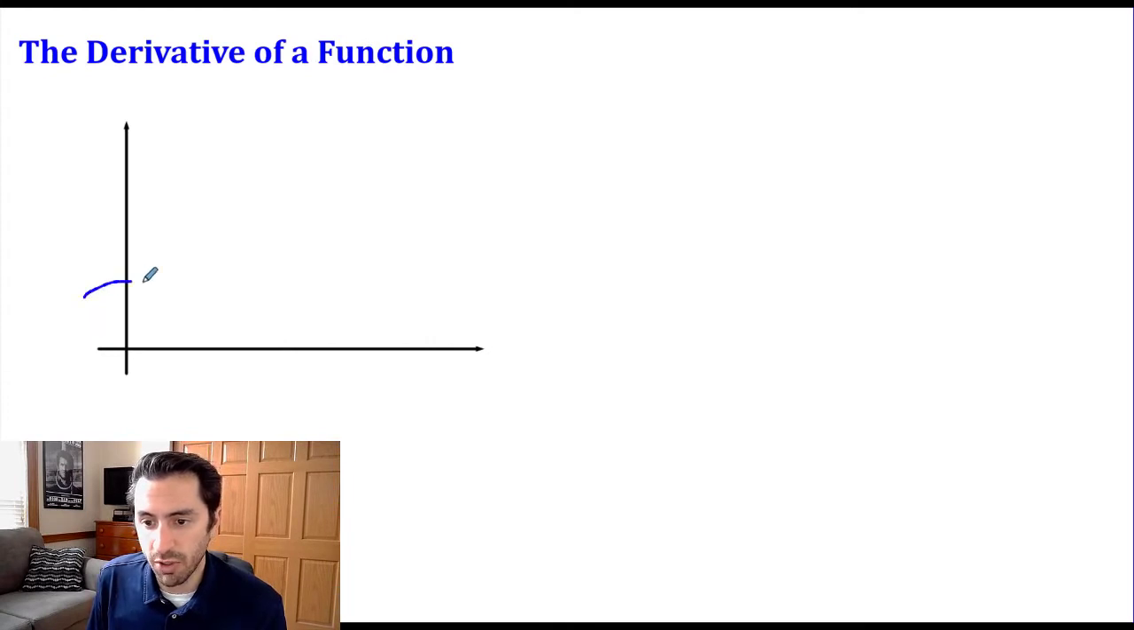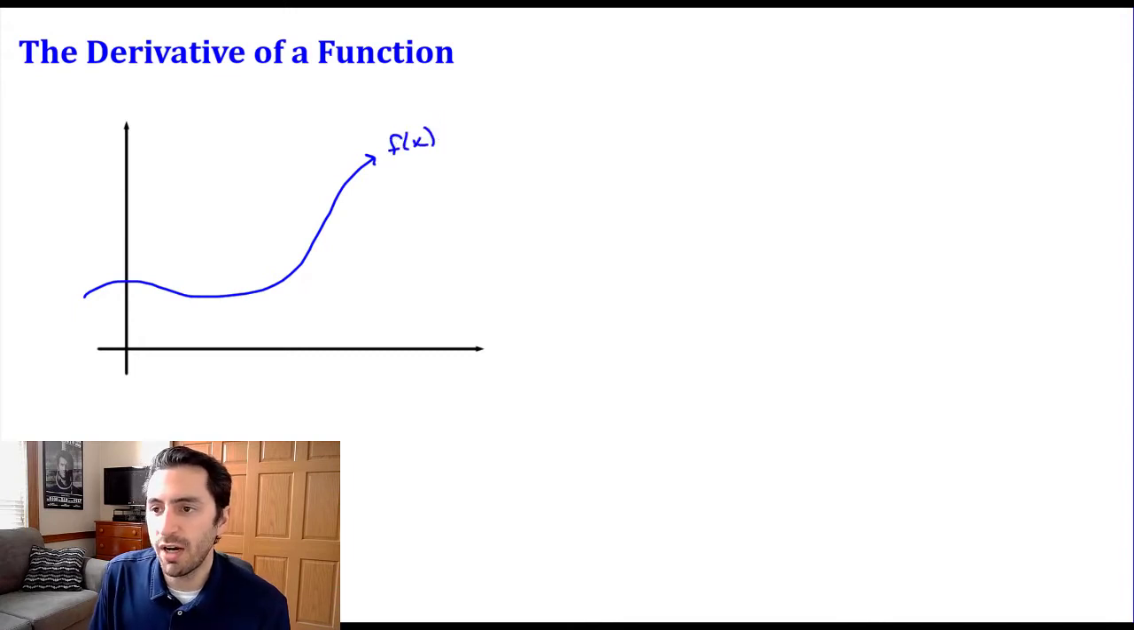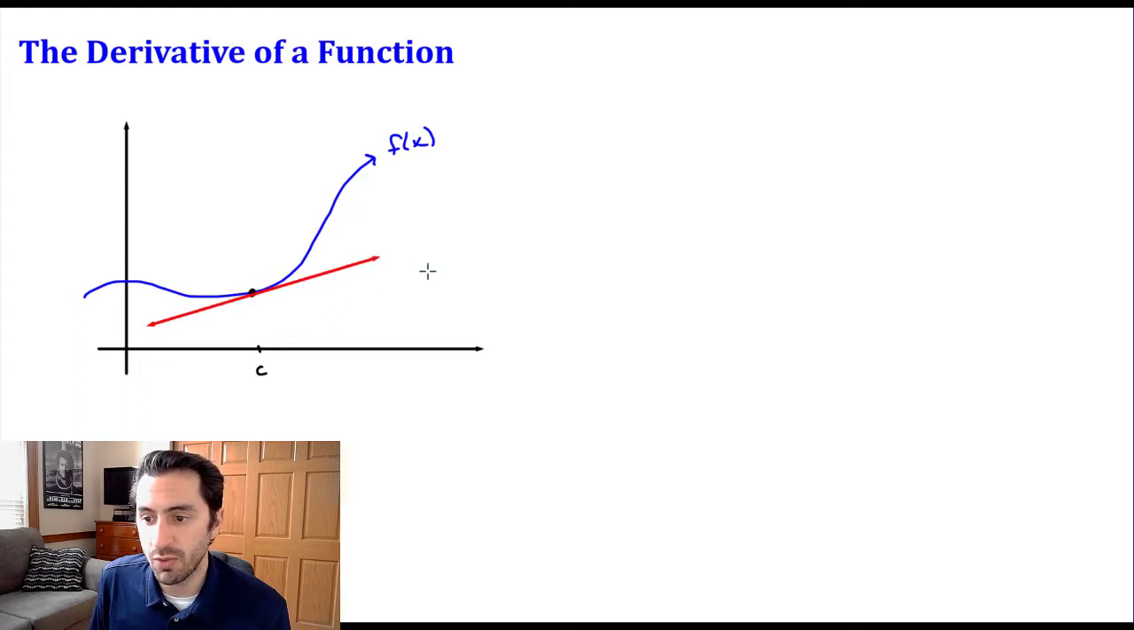So let me put some curve on our graph, and this is going to represent f of x. And remember, what we're trying to find is the tangent line at a specific point on our graph. So let's say that this is C. On our function, we have this point here. So then the tangent line at that point is going to be the one that touches it in exactly one spot, like this.